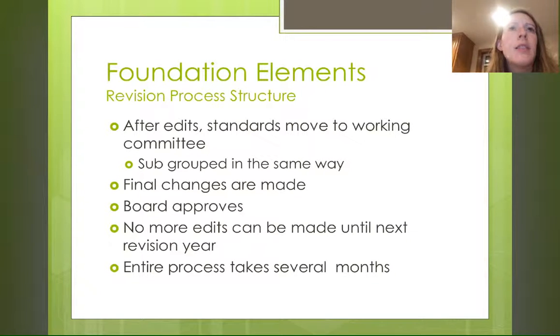After these edits, the standards are pushed through to the next committee that's set up in the same way, and then they make the final changes, the state board approves them, and no more edits are to be made until the next revision year. And the entire process takes several months.